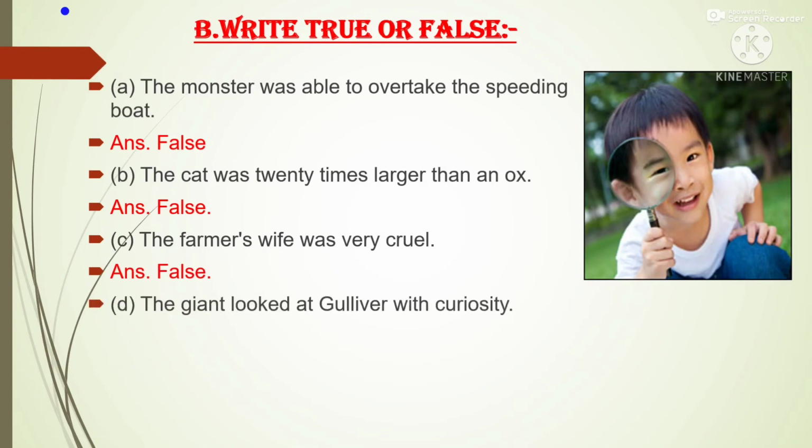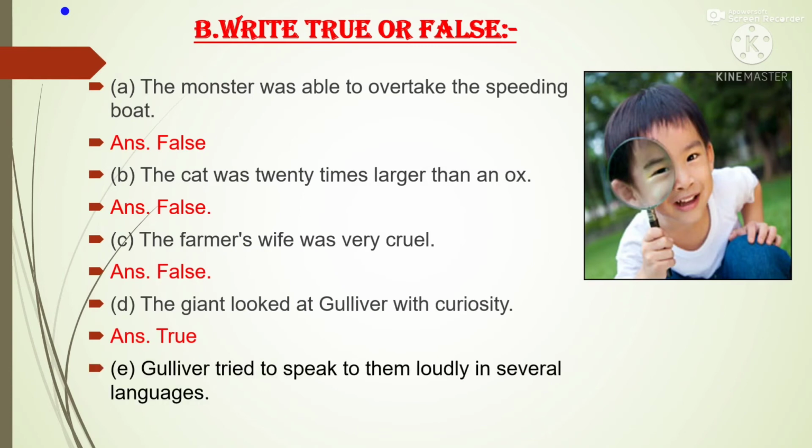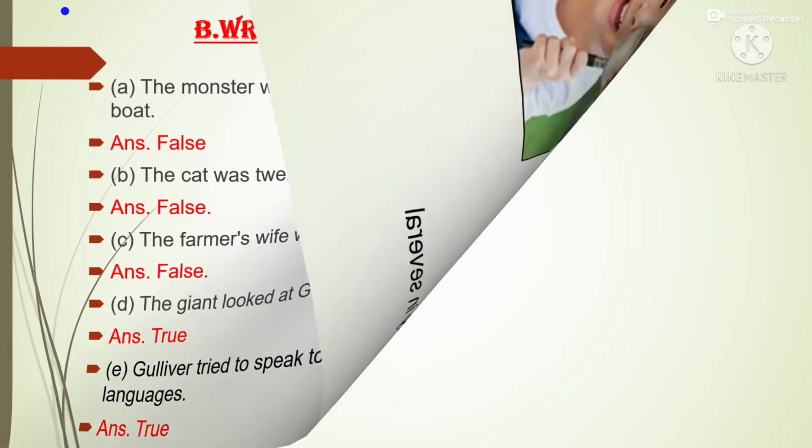The giant looked at Gulliver with curiosity. Yes, it's true. The giant looked at Gulliver with curiosity because he had never seen such a tiny man like Gulliver before. Gulliver tried to speak to them loudly in several languages. Yes, this is also correct, because he was not aware of the language used by the giants. So he tried to speak to them in several languages.